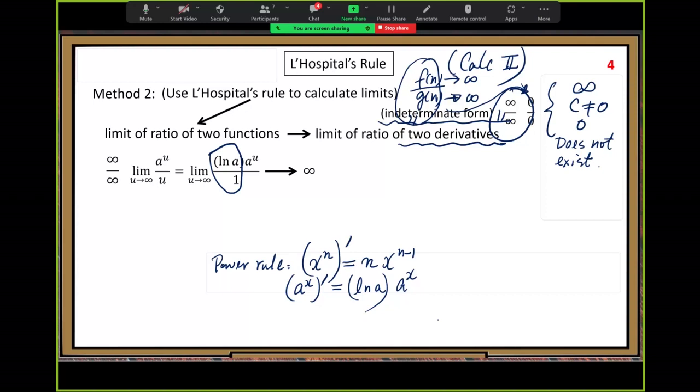A to the u. A constant times a to the u goes to infinity. So you can see, a is strictly greater than 1. So then it goes to infinity. That exponential function. So in this way, you prove it rigorously.